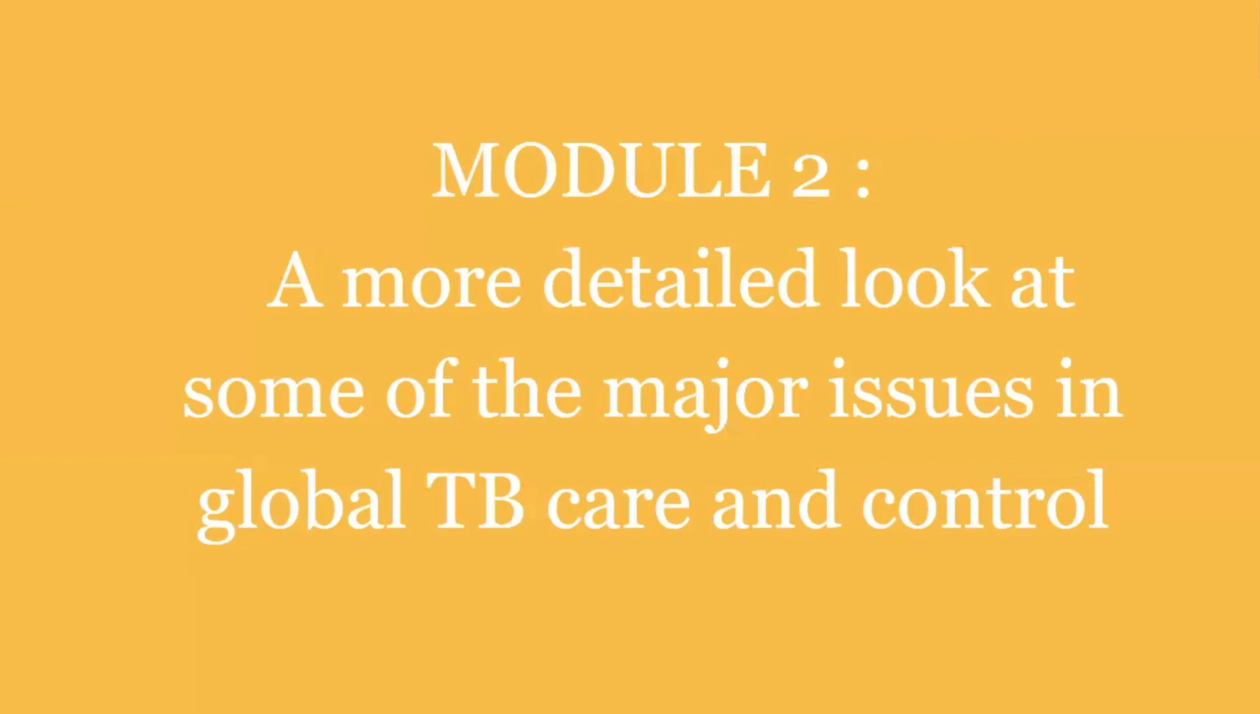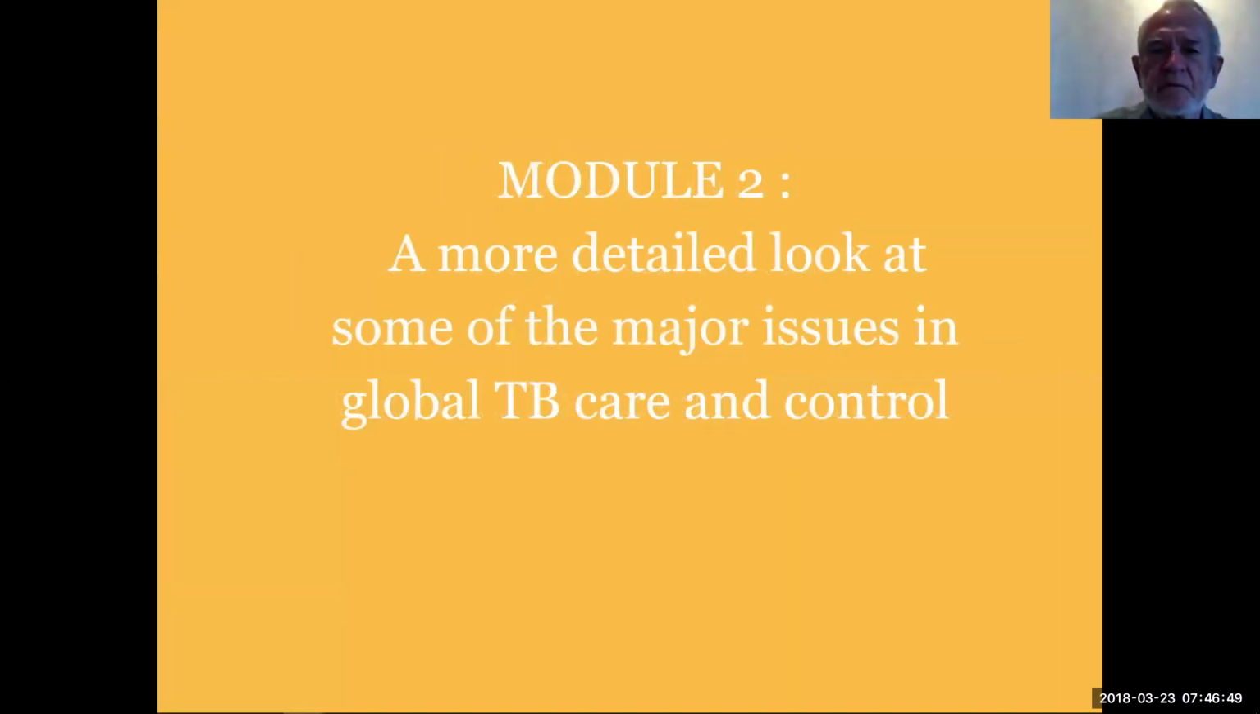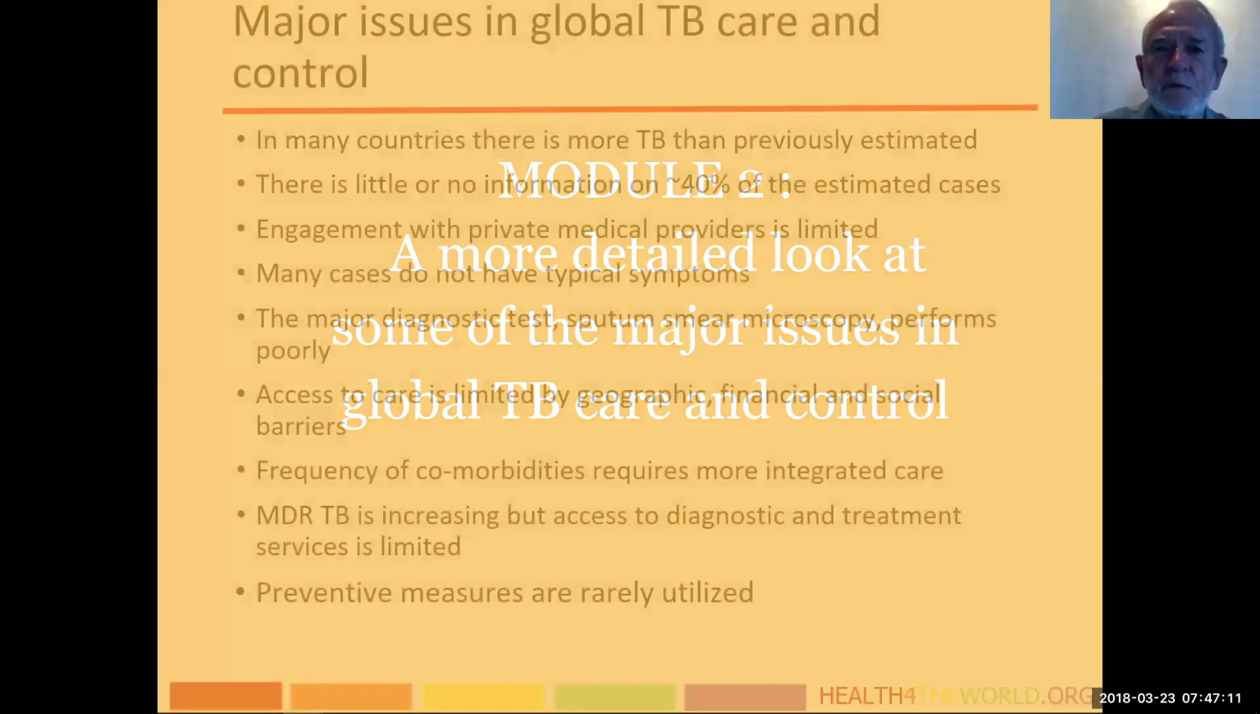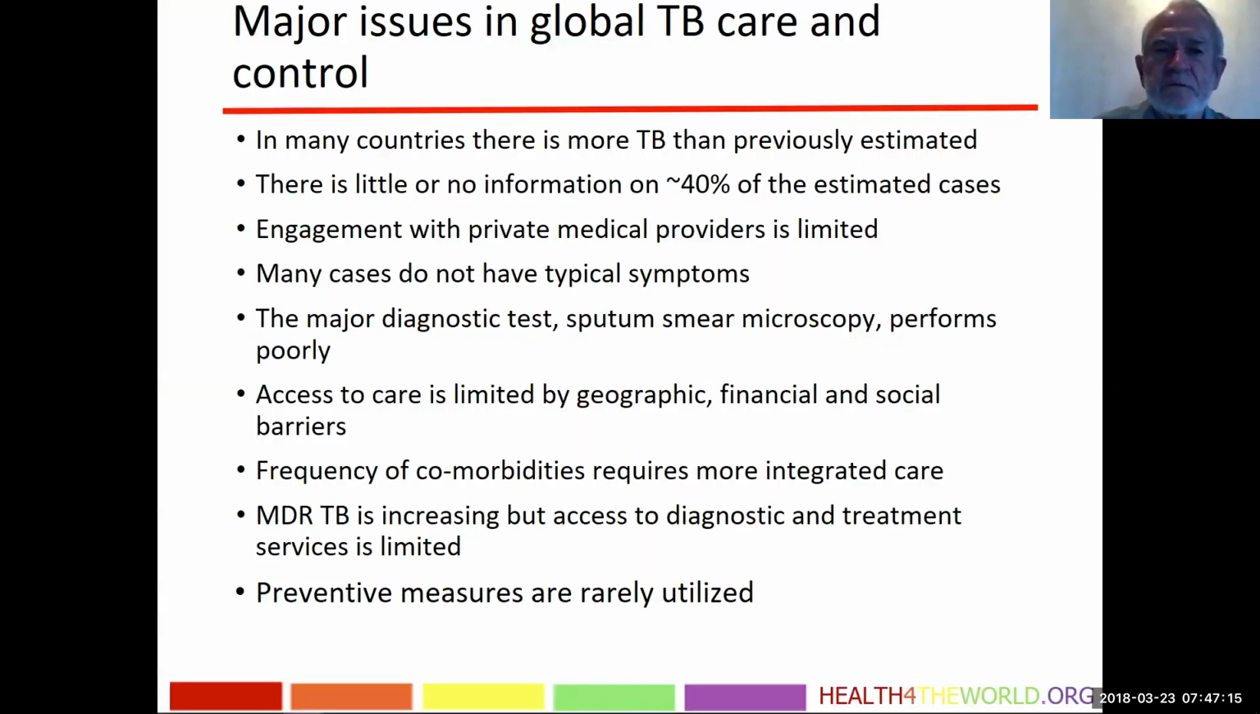So Module 2 presents a more detailed look at some of the major issues in global TB care and control. These data come from a number of different sources and are much more specific and get to very important questions that have arisen during the course of collecting some of this information. The problems that have emerged are, first of all, that there is more tuberculosis than previously estimated. That, as I've already said, there's little or no information on about 40% of the estimated cases, that 4 million missing case gap that I showed you.